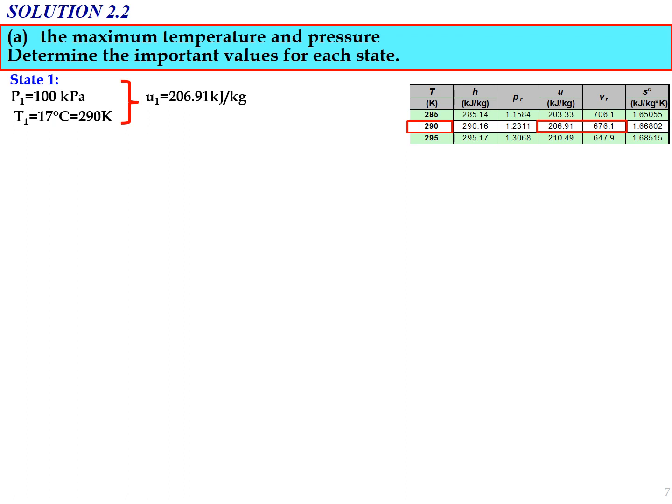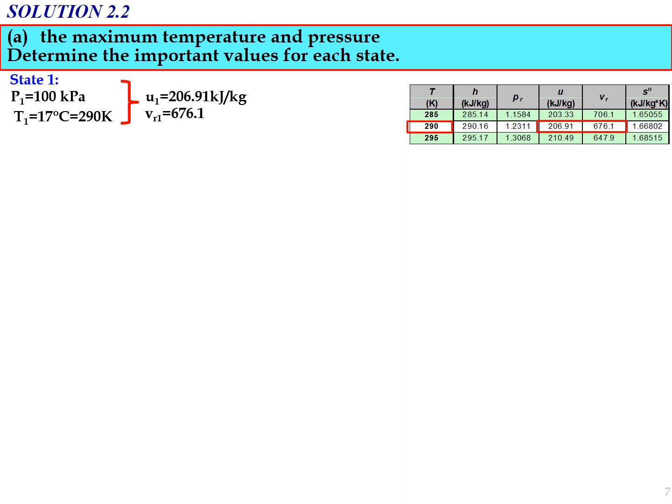Okay, where U1 equals 206.91 kJ per kg. And you can also determine the value of VR1, 676.1, without unit. VR, the relative specific volume, does not have any unit. We need to know the value of VR1 because later on we will manipulate the value of VR1 and the compression ratio formula in order to determine VR2 for state number 2.